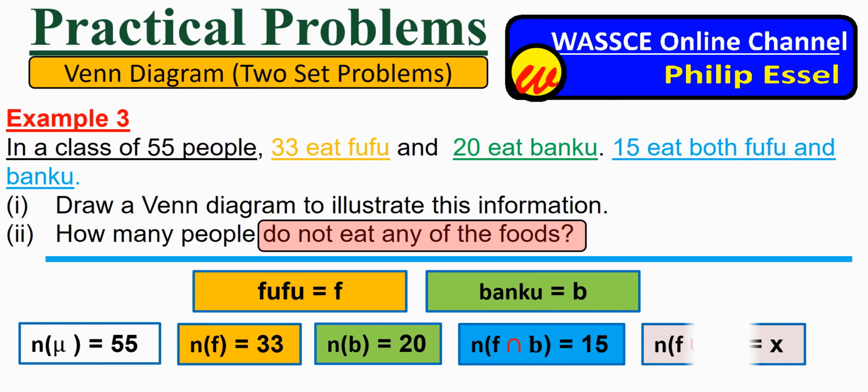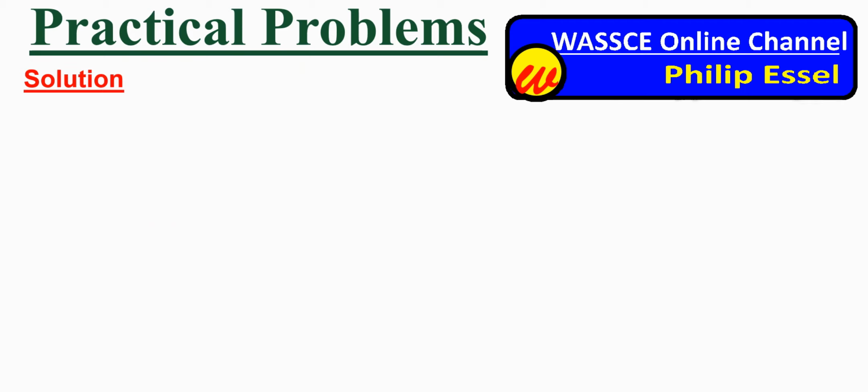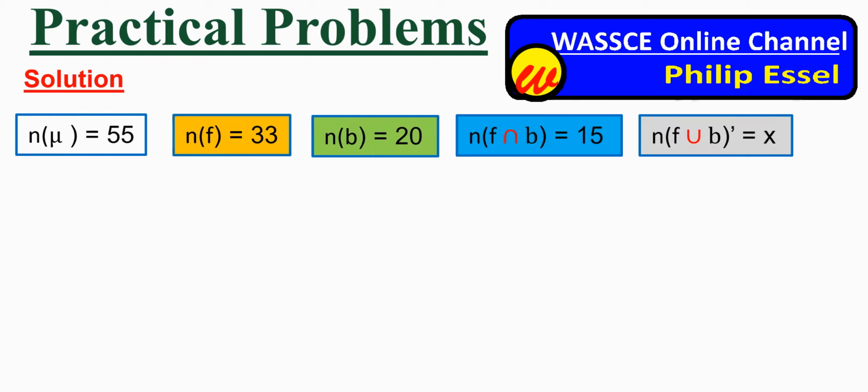This will be represented by the number of F union B, all into bracket complement, equals X. So we've been able to get the most important information from the question. Let's move it to a fresh page and use it to solve our problem. So let's look at the solution to our problem. These are the most important information we gathered from the question presented to us.